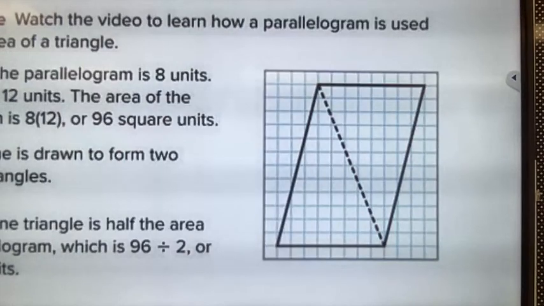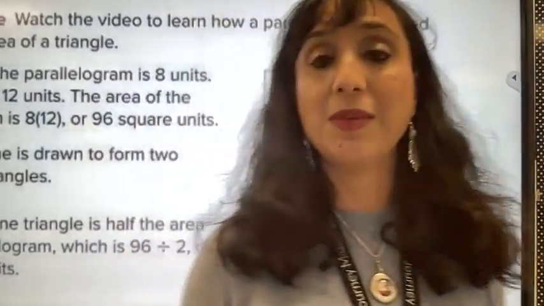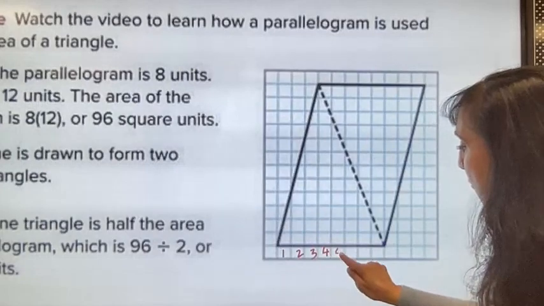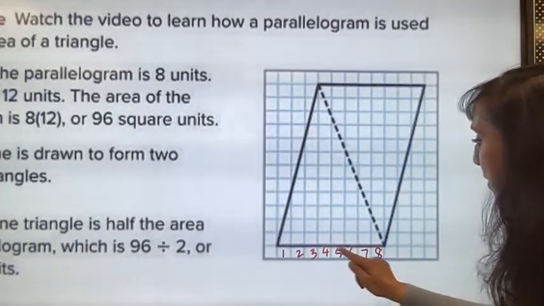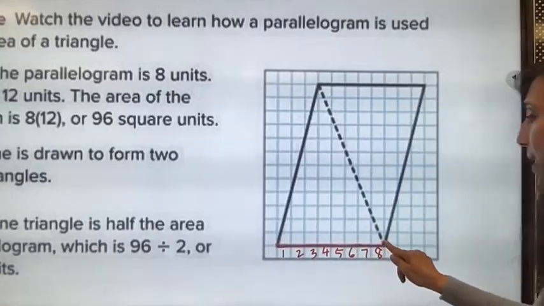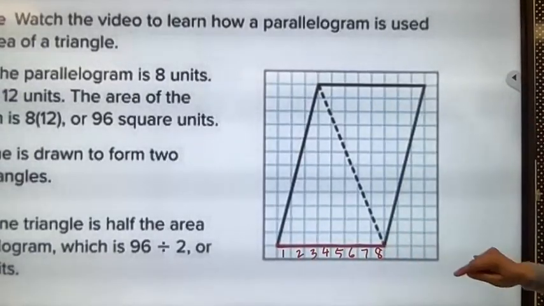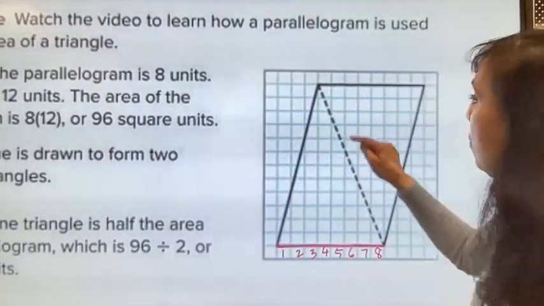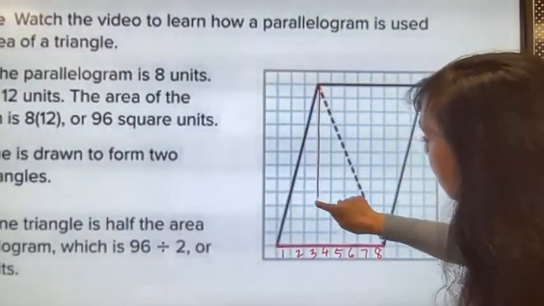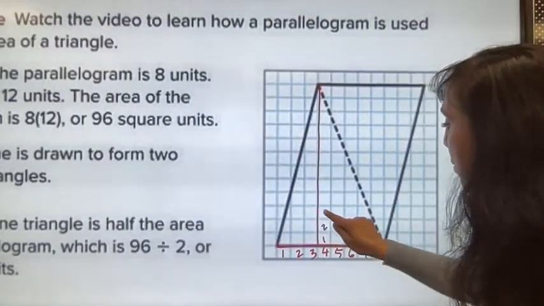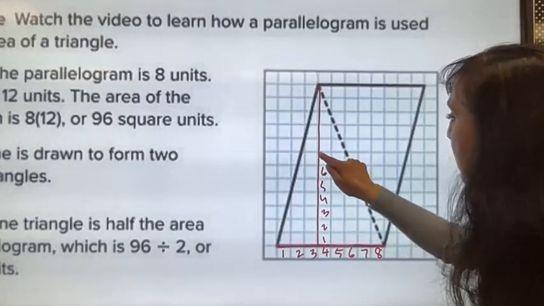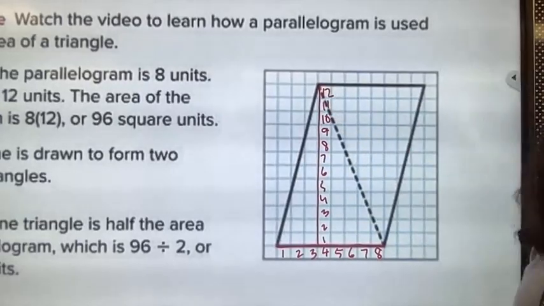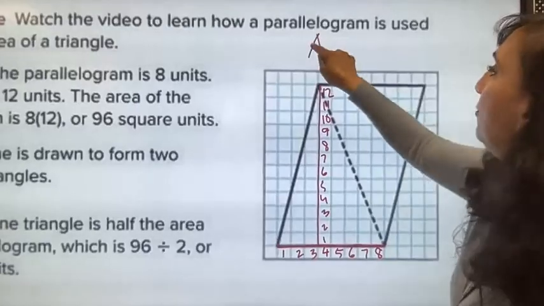And we've learned that the area of a parallelogram is base times height, right? So if I'm looking at 1, 2, 3, 4, 5, 6, 7, 8, this entire thing is my base. And then I'm looking at the height. Remember, height is this line which goes straight up and down. So if I just take this as my height, I have 1, 2, 3, 4, 5, 6, 7, 8, 9, 10, 11, and 12.